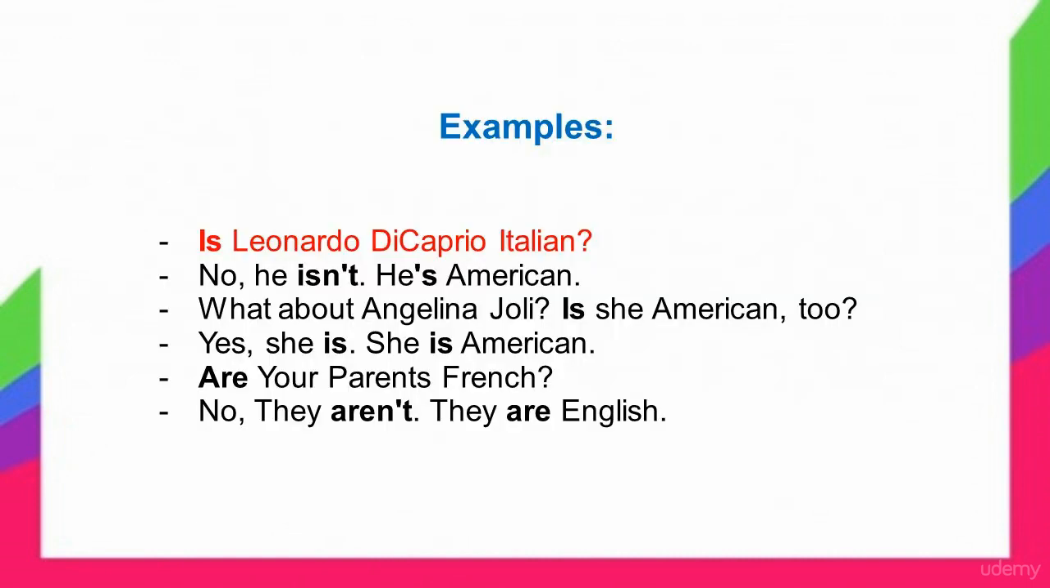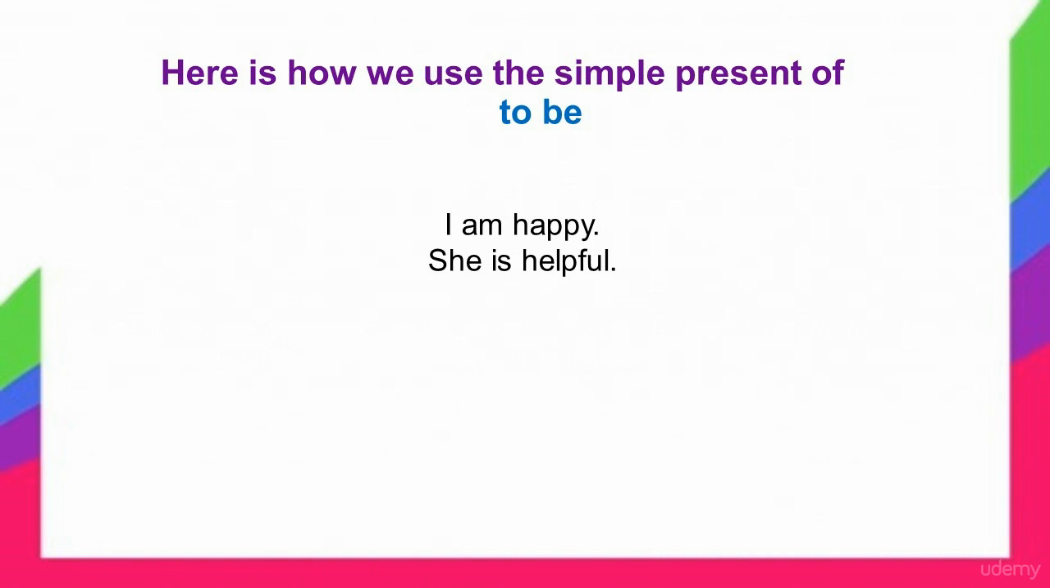Let's look at examples. Is Leonardo DiCaprio Italian? No, he isn't. He's American. What about Angelina Jolie? Is she American too? Yes, she is. She's American. Are your parents French? No, they aren't. They're English.